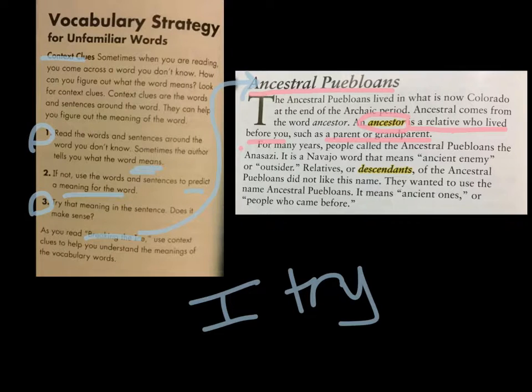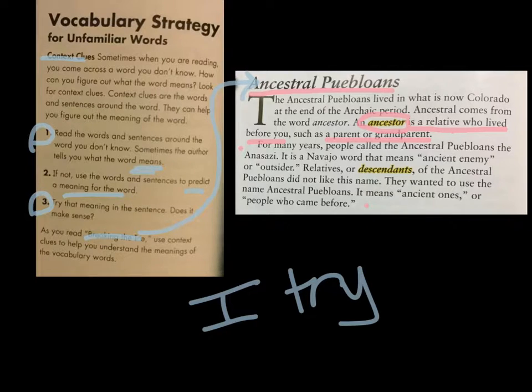For many years, people called the ancestral Puebloans the Anasazi. It is a Navajo word that means ancient enemy or outsider. Relatives or descendants of the ancestral Puebloans did not like this name. They wanted to use the name ancestral Puebloans. It means ancient ones or people who came before. All right, I'm going to stop right here.